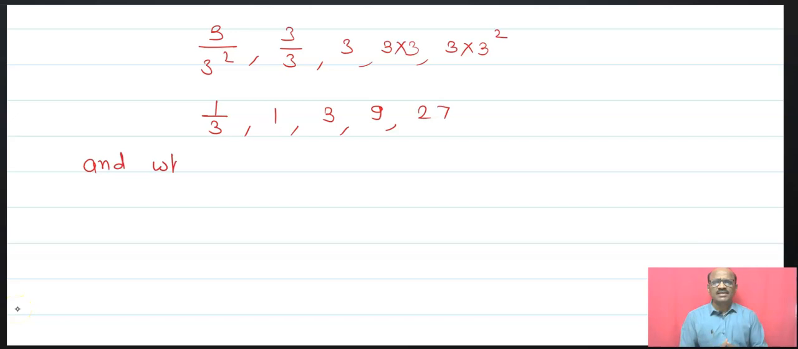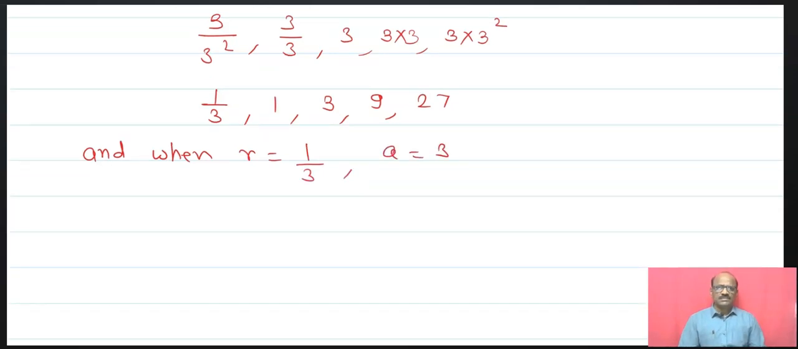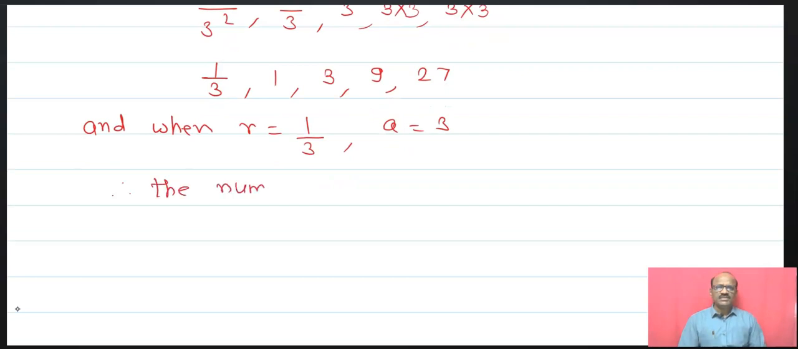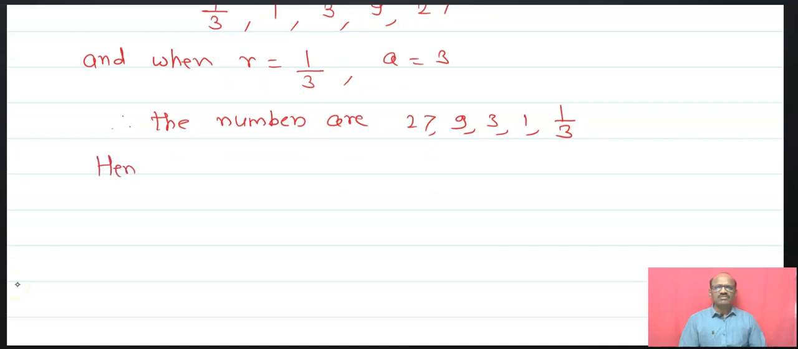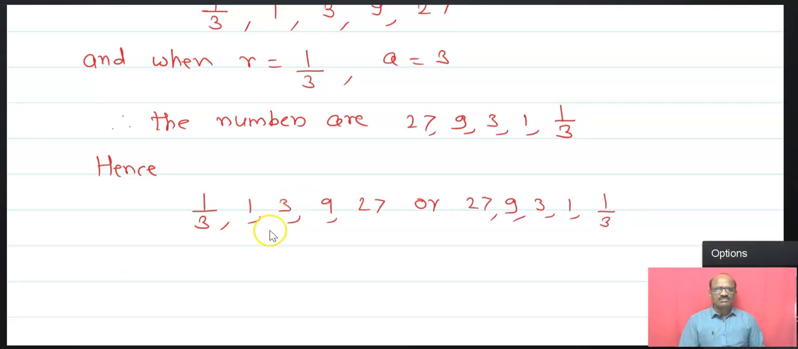Now see this, when the value of R is equal to 1 upon 3 and A is equal to 3, then the terms are the reverse of those terms, that is 27, 9, 3, 1 and 1 upon 3. You can substitute and get the answer, and hence the answer is 1 by 3, 1, 3, 9, 27, or 27, 9, 3, 1 and 1 upon 3.